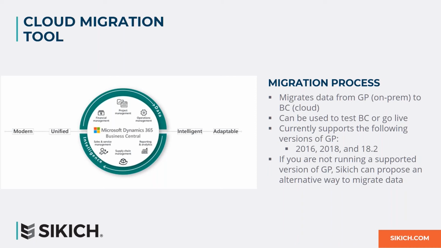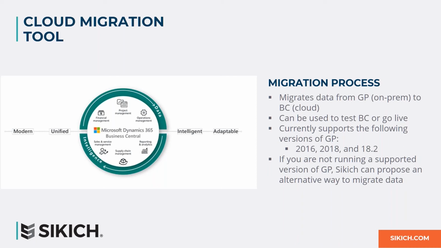The other option is for going live. We can bring everything over because with this cloud migration tool, it's all or nothing. We're not choosing what we're bringing over. It's going to allow you to bring all of your data over, or everything that it supports. As you can see there, we have 2016, 2018, and 18.2 as supported versions. On the next slide, you're going to see 2015 as well. For the time being, 2015 is available to use with the cloud migration tool, but we're being told that is going away because Microsoft no longer supports 2015.